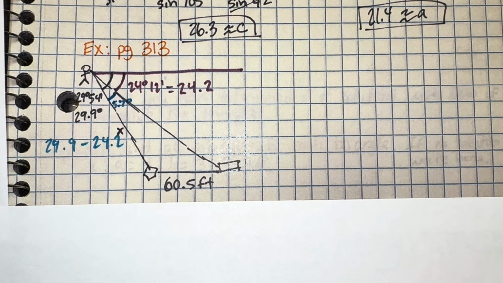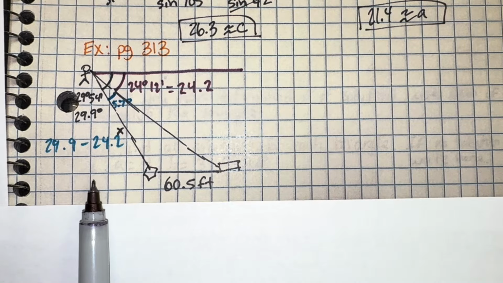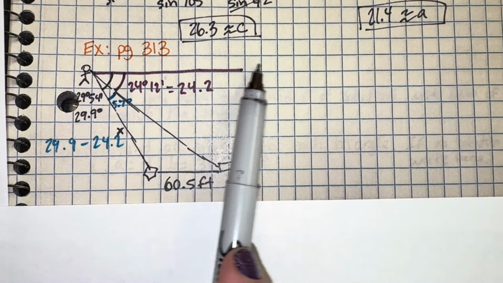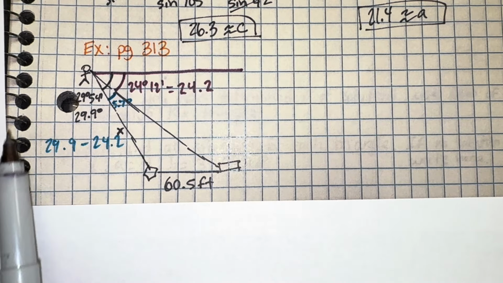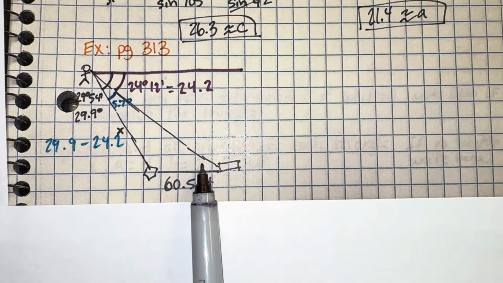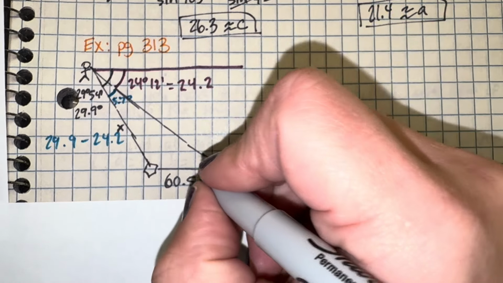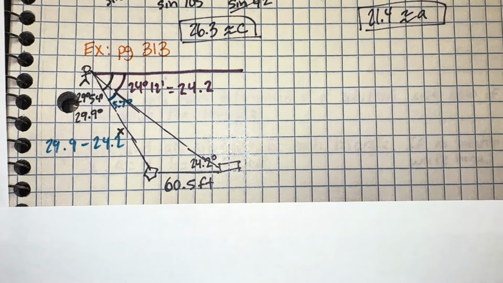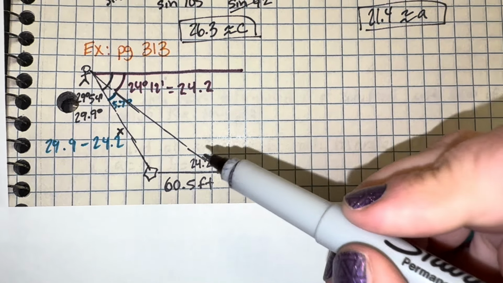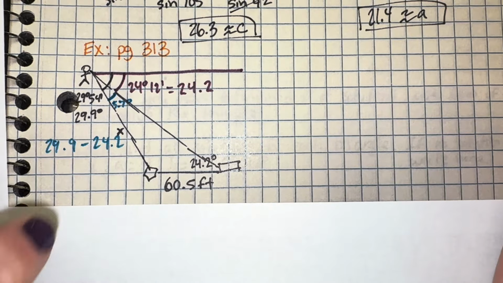If I take a look at information I know about angles, this is going to be a little bit of a stretch from our geometry. If you look here, we have parallel lines cut by a transversal. When we have parallel lines cut by a transversal, we know that these alternate interior angles right here are going to be the same. So we can actually say that this angle down here is 24.2 degrees. So now I have an angle and a side, and I have the ones that are across from each other.